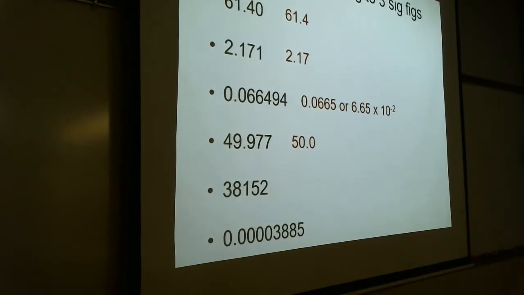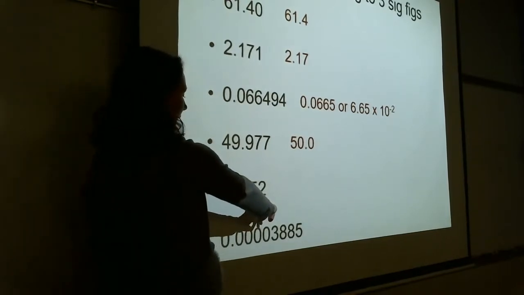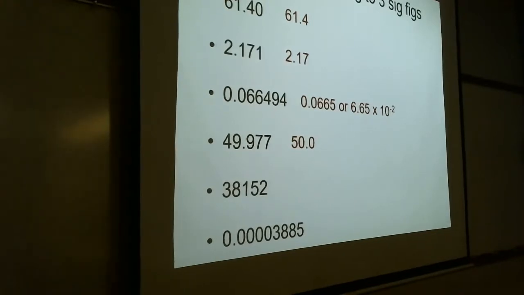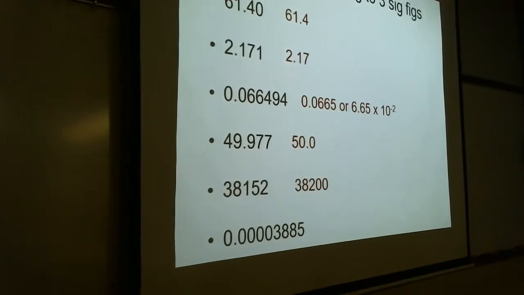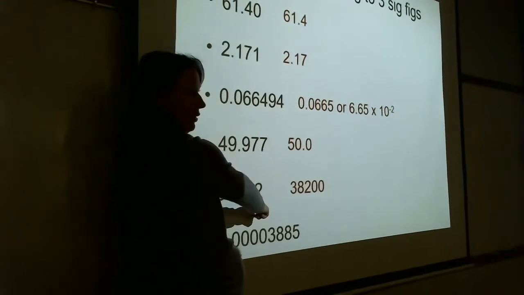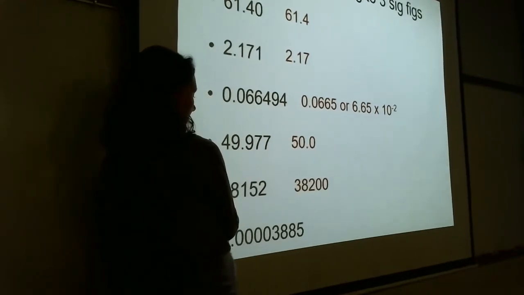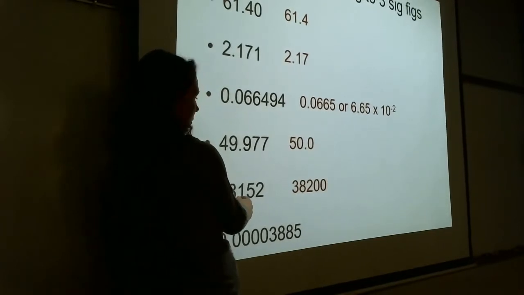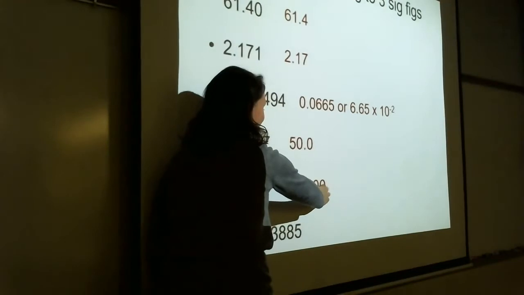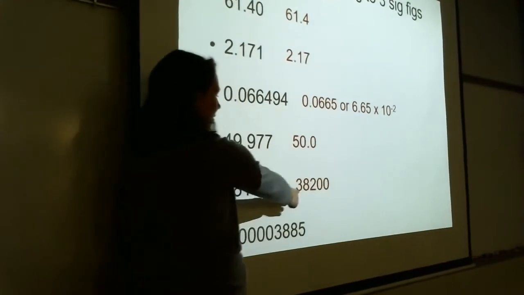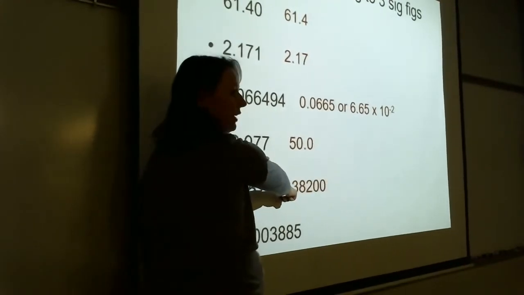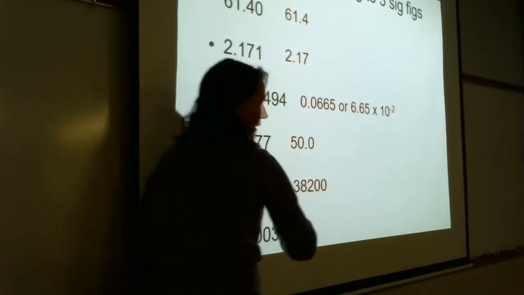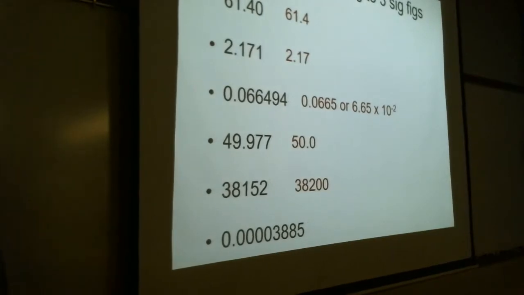382, but don't forget, these don't go away, right? It's not 382. What would it be? It'd be 38,200, right? Because a lot of students will just say, oh, this 5 rounds us to a 2. There's no decimal place. So, yes, those two zeros are not significant digits, but they can't go away, right? Because 38,200 and 382 are very, very different. So those two zeros do have to stay. They just don't count as sig figs. That one's kind of a tricky one, too.